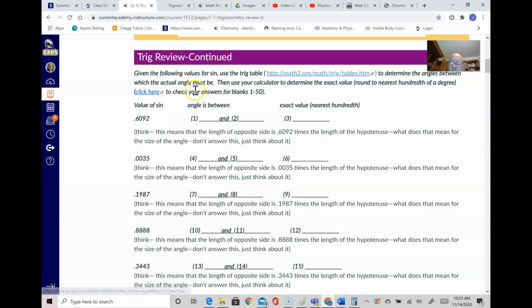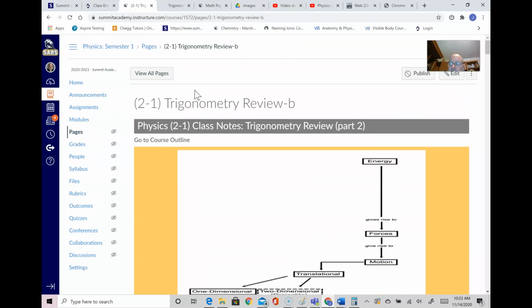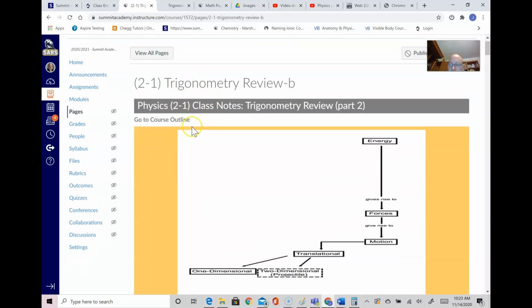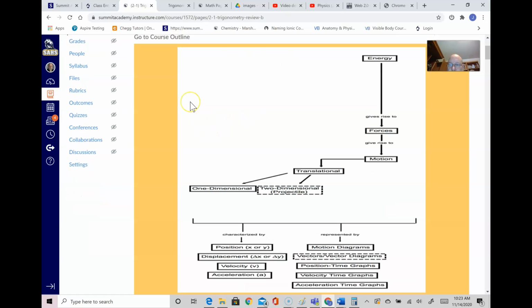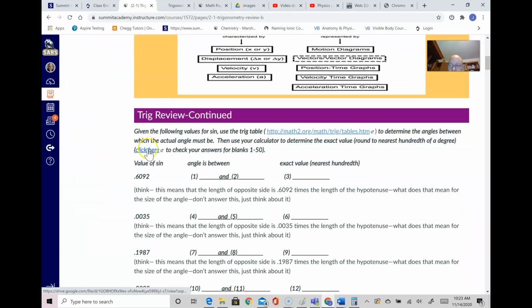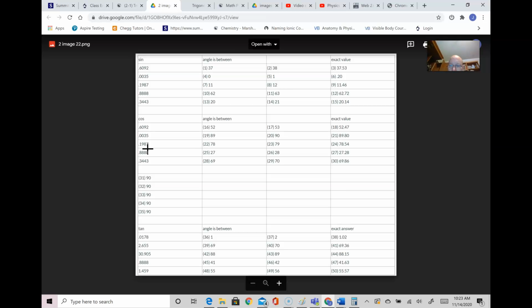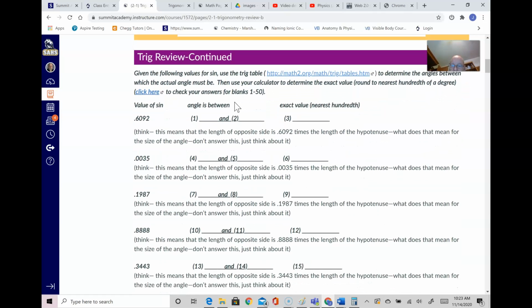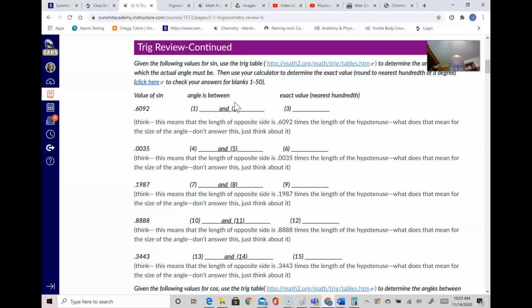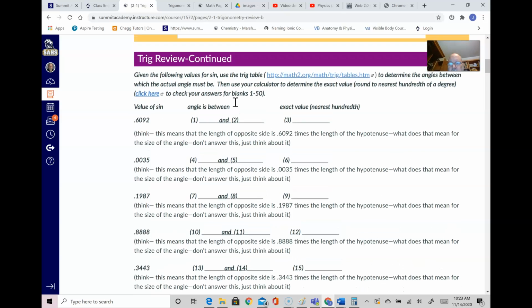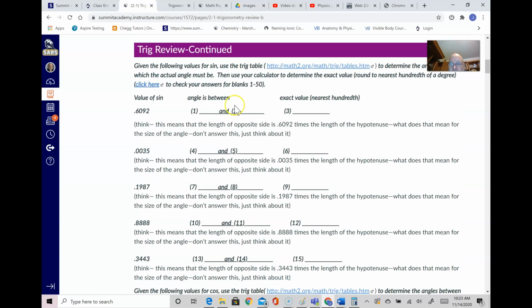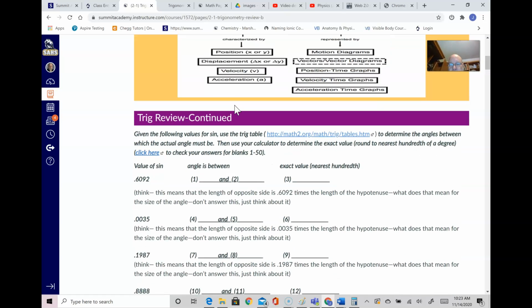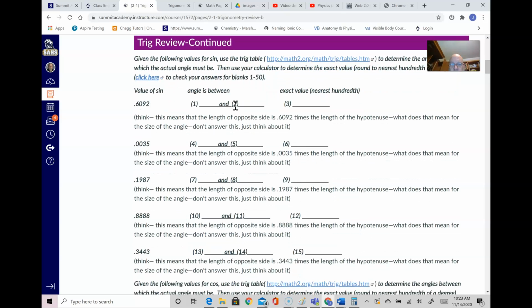But in the class notes here, make sure you understand that if you go to this class notes page for the Trigonometry Review Part 2, you can check your answers here. You'll see that the answers for the first 4 exercises are right there. Okay, please do the exercises. Don't just go to the table and write down the answers. So we'll go through some of these as examples, and then I'll let you do the rest on your own. You can turn those into me.